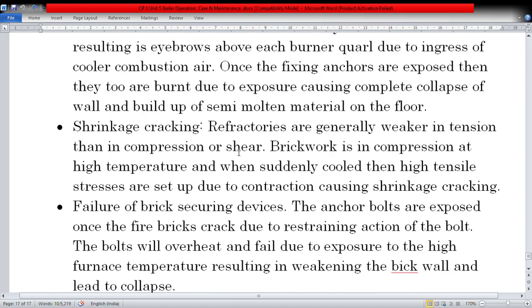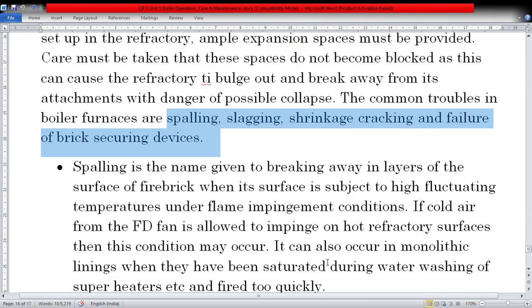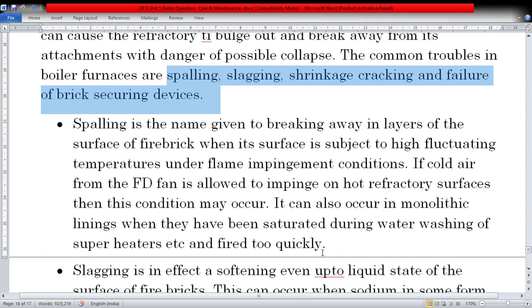Shrinkage cracking. Refractories are generally weaker in tension than in compression or shear. Brickwork is in compression at high temperature, and when suddenly cooled, high tensile stresses are set up due to contraction, causing shrinkage cracking. Failure of brick securing devices: the anchor bolts are exposed once the fire bricks crack due to the restraining action of the bolts. The bolts will overheat and fail due to exposure to the high furnace temperature, weakening the brick wall and leading to collapse. So these are the different refractory problems that occur and the reasons for them. These are self-explanatory.